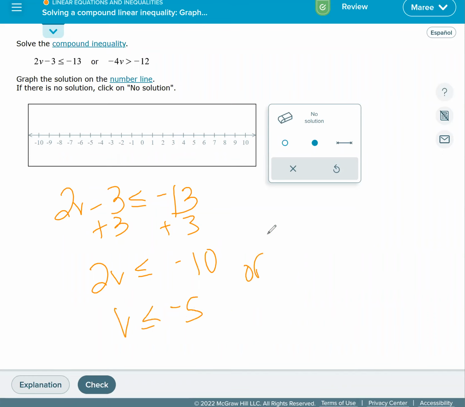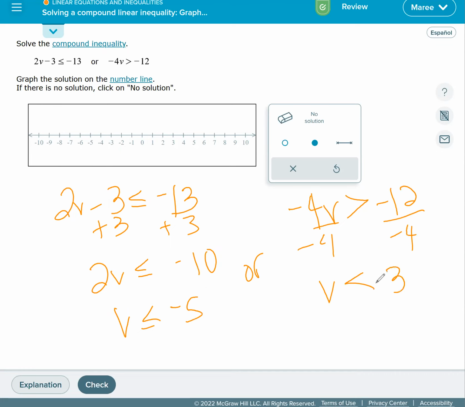And we have the or statement. We have negative 4v is greater than negative 12. We're going to divide by a negative 4, which means we need to flip the inequality. And we have v is less than 3.